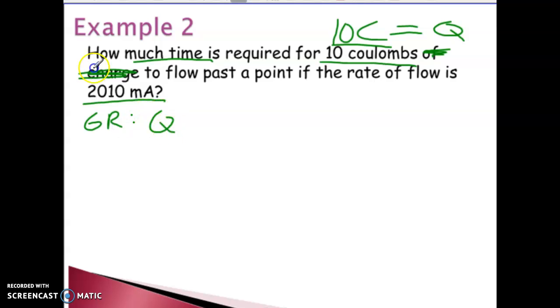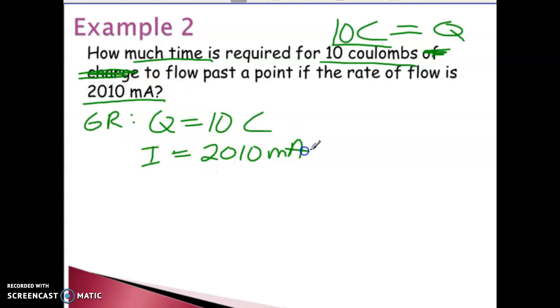So we have charge, 10 coulombs. We have current, which is 2010 milliamps. Okay, so we know this has to be in amps, so we can do this right away. To go from milliamps to amps, we divide by 1,000. So this is 2.010 amps. Don't worry about sig figs right now. We're not done. We're just simply converting here. And we're looking for time.